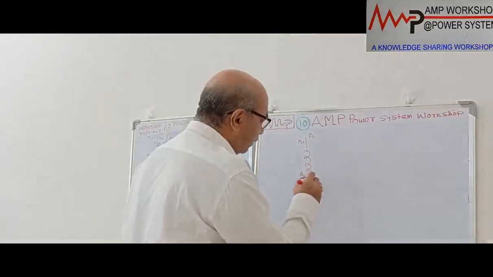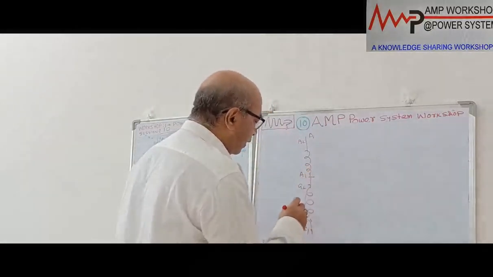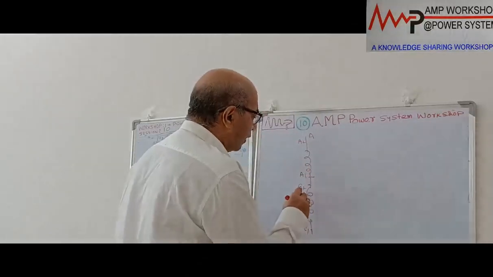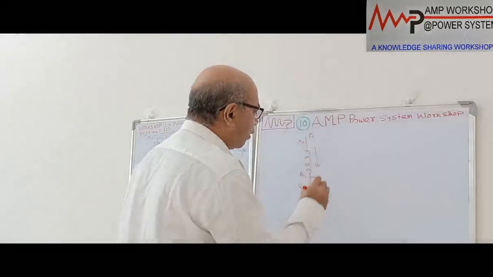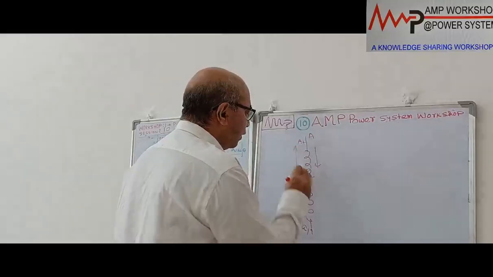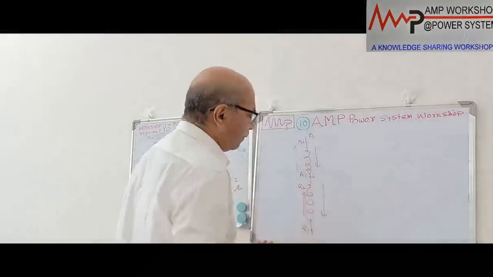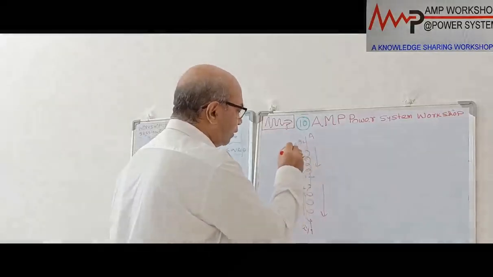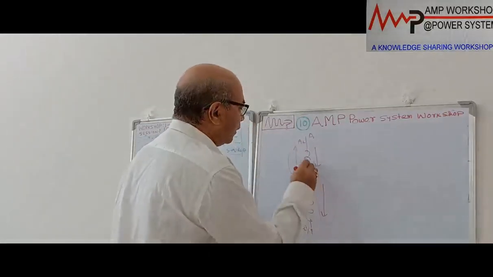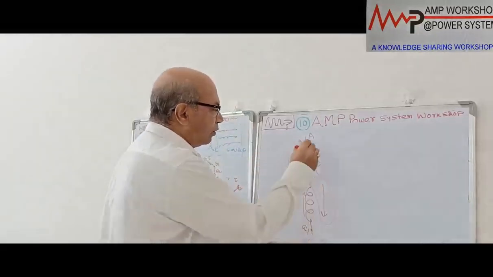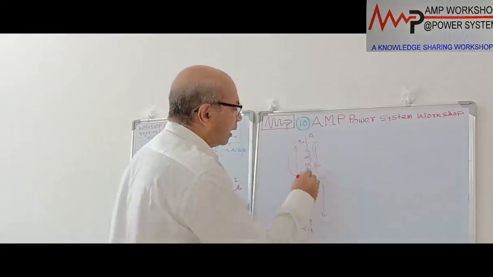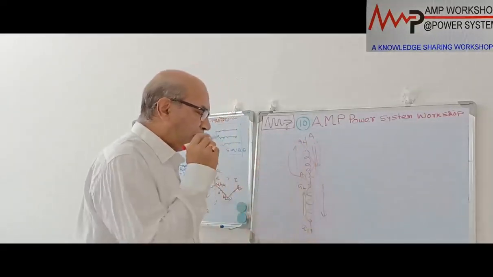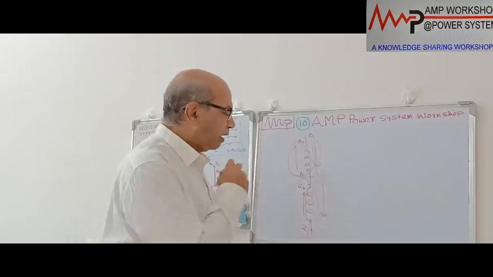The current in the winding is flowing in such a way. If this current is flowing this way, this current will be flowing this way. Or alternatively, if this current flows this way, this current will flow this way. In that combination, the resultant current in the winding will be 0. That is the basic idea to make the grounding transformer.